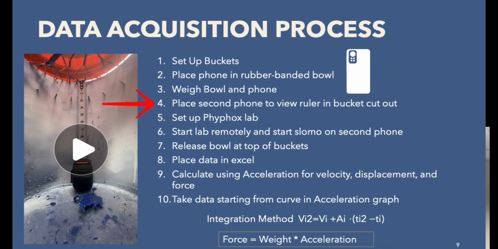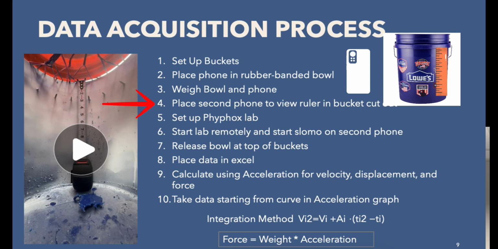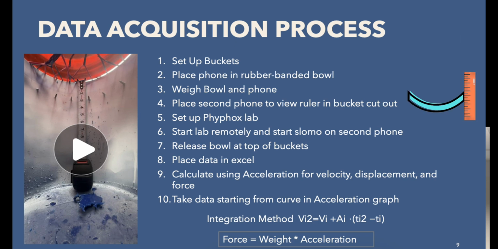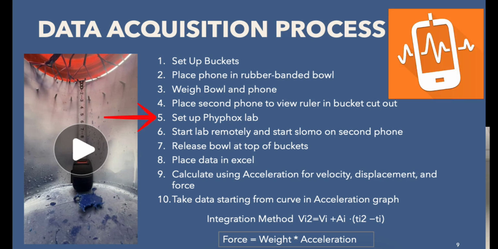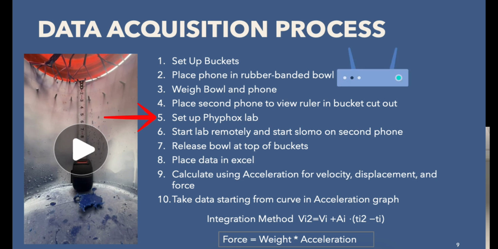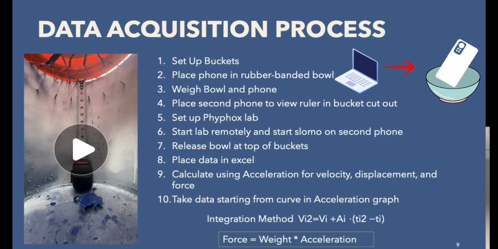Next, we needed to place a second phone and a ruler within the bucket. The ruler's purpose is to measure the total displacement of the rubber bands at the moment the drop device hits the trampoline surface, and the phone was used to record that displacement. We then would open the Firefox Lab and prepare to record. We used a remote device or a laptop to remotely start the trial on the phone that is dropping, as well as the record feature on the secondary phone at the bottom.